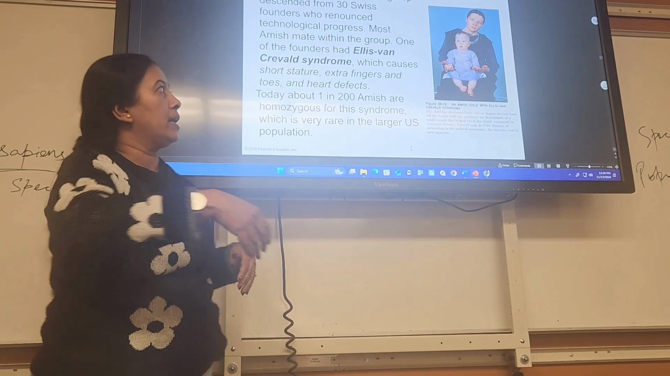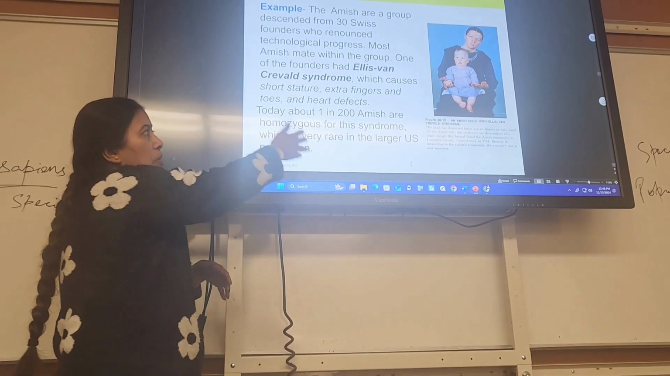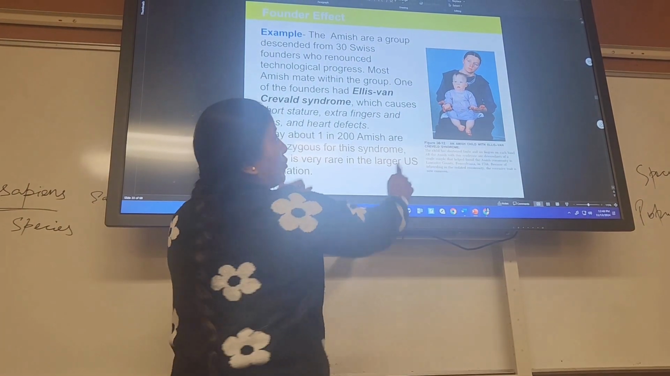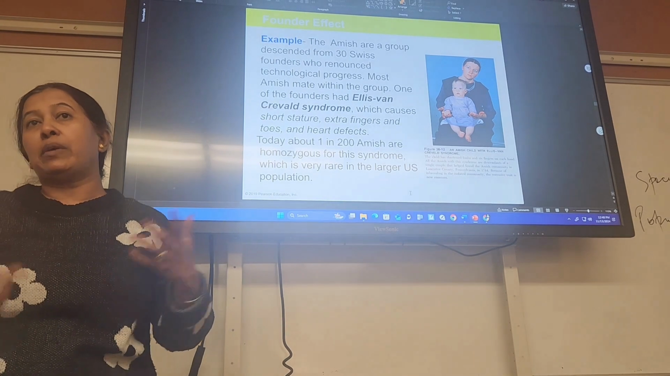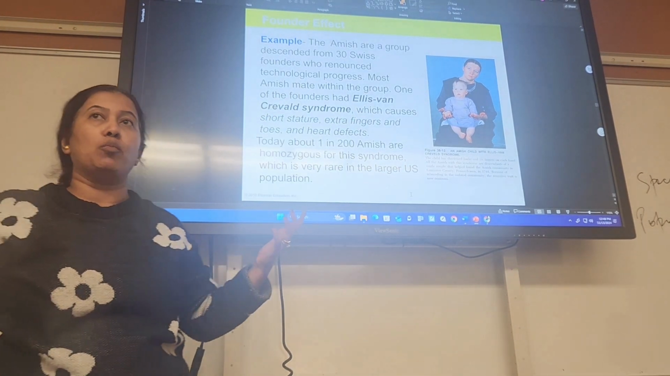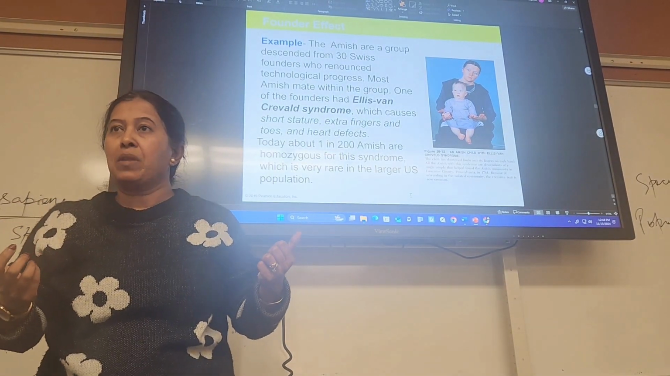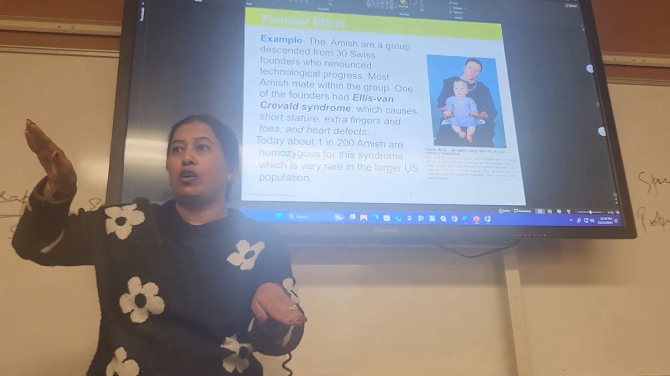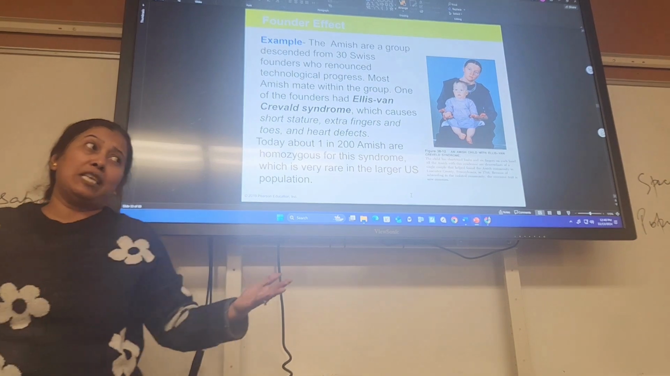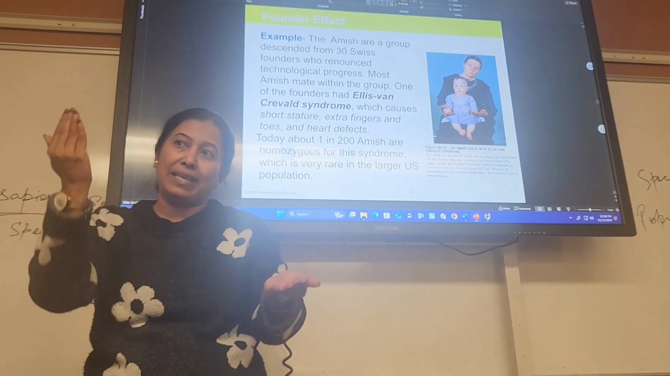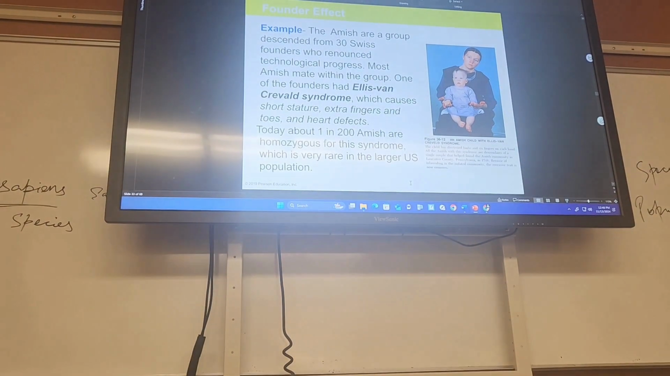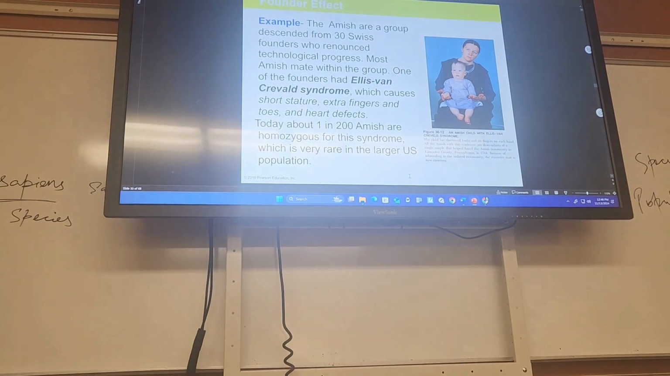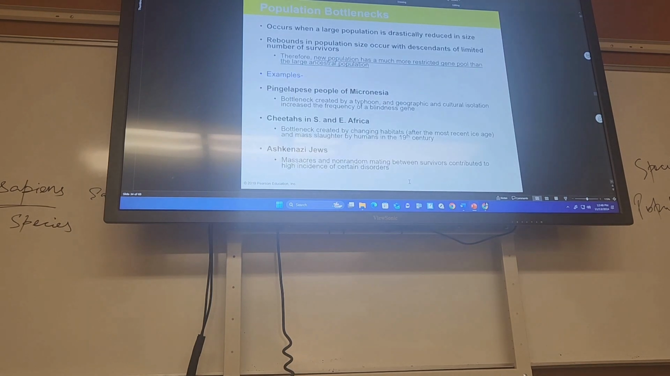Now, because of this inbreeding, a lot of the descendants, a lot of the Amish people in this group, are homozygous for this syndrome. Remember what happens when a trait becomes recessive homozygous? It expresses, right? If it is heterozygous, one good allele can mask the effect of the one defective allele. But once it has become homozygous, both the defective alleles are getting expressed. So most people will show this kind of problem. So this is what happens. This is a founder effect. This is a genetic drift effect, small.